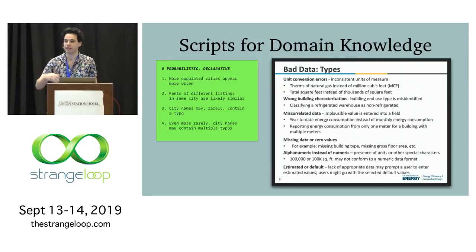And if you look at what they don't say, if you see a number that is above this threshold, please divide it by 1,000. What they say is, you might see inconsistent units of measure. You might see, instead of thousands of square feet, which is what we want, you might see total square feet. You might see, instead of million cubic feet, you might see therms of natural gas.